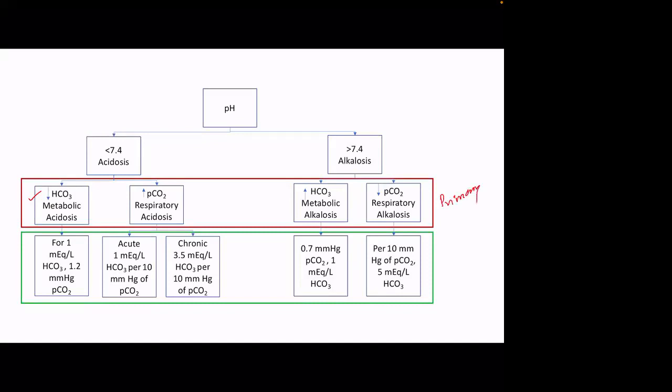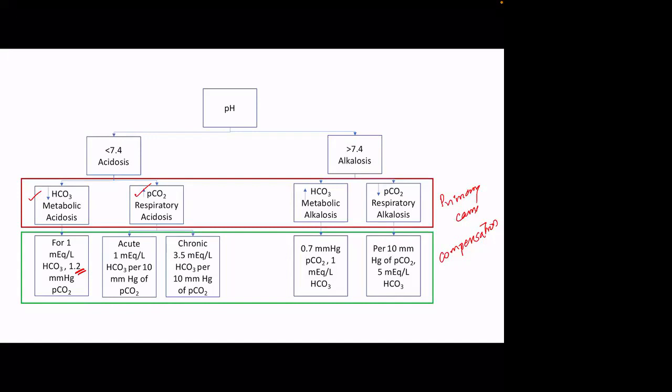For compensation, bicarbonate and carbon dioxide should move in the same direction. So for 1 milliequivalent per liter decrease in bicarbonate for a metabolic acidosis, carbon dioxide should also decrease by 1.2 millimeters of mercury. Okay. So for each 1 milliequivalent, there is a 1.2 millimeter of mercury decrease in the partial pressure of carbon dioxide. In case of respiratory acidosis, where PCO2 is increased, there will be an increase in the bicarbonate, or the base levels, to compensate for the acidosis.